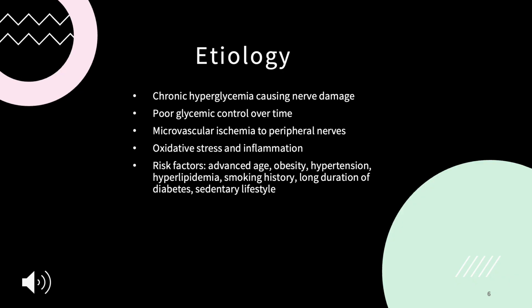The primary cause of diabetic neuropathy is long-term uncontrolled hyperglycemia. Persistently elevated blood glucose damages both nerves and the small blood vessels that supply them. Additional contributing factors include oxidative stress, chronic inflammation, and reduced blood flow to peripheral tissues.